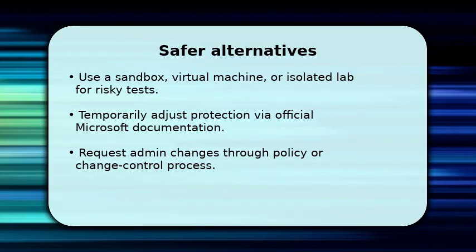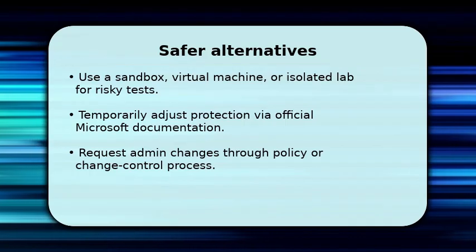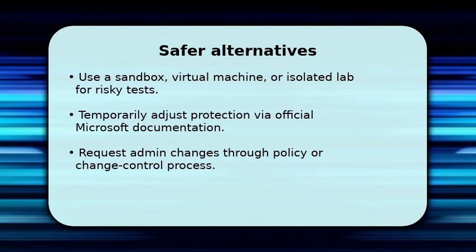Run experiments in an isolated virtual machine or sandbox so you don't compromise production. Once done, make sure to use documented, reversible configuration changes and follow Microsoft's official documentation or enterprise change control workflows. Also consider temporarily pausing specific scans via supported UI controls only with authorization, rather than removing protection entirely.